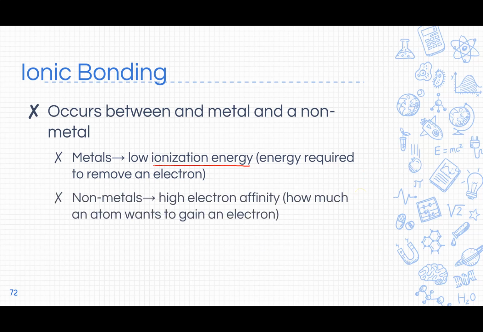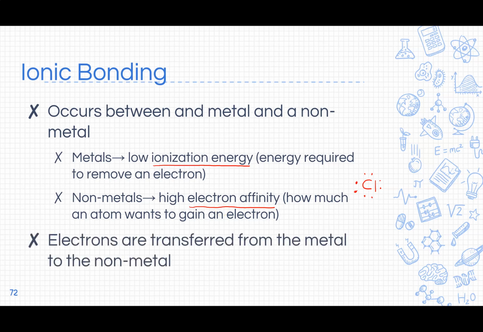On the other hand, nonmetals, something like chlorine, which has 7 valence electrons, have a high electron affinity. Electron affinity is how much an atom wants to gain an electron. Since chlorine has 7 valence electrons, it wants to gain that 8th valence electron so that it achieves that noble gas-like configuration. So because metals have a low ionization energy and nonmetals have a high electron affinity, ionic bonding occurs by transferring an electron from a metal to a nonmetal.